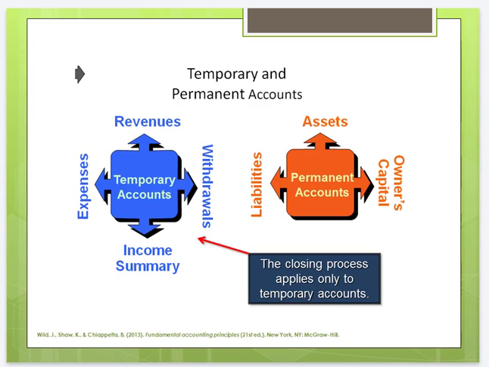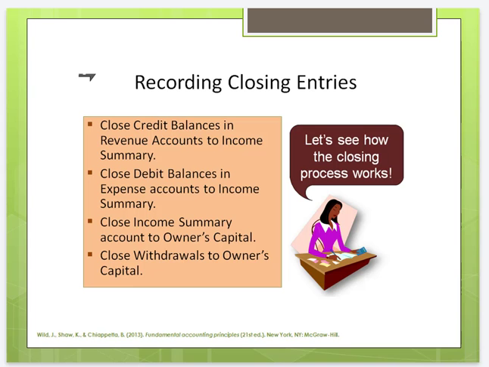Remember, our temporary accounts are revenues, expenses, withdrawals, and the income summary. The income summary is a temporary account created solely for the purpose of making our closing entries, and we'll learn more about it in just a moment. Our permanent accounts are our balance sheet accounts. This includes assets, liabilities, and owner's capital or stockholders' equity for a corporation.